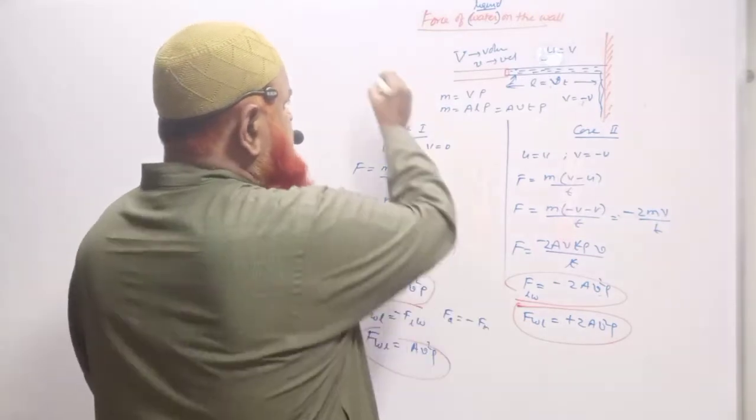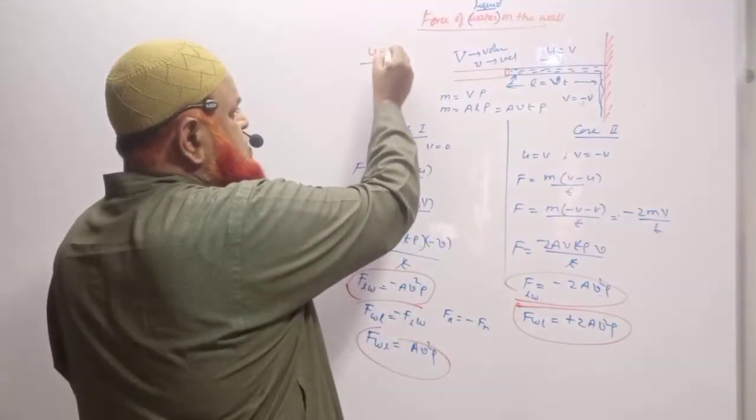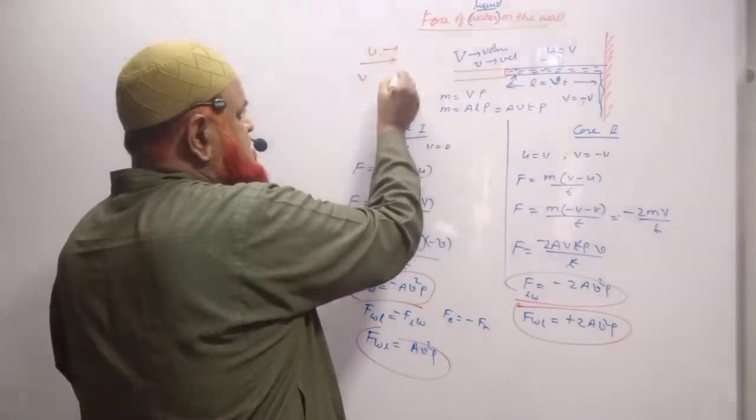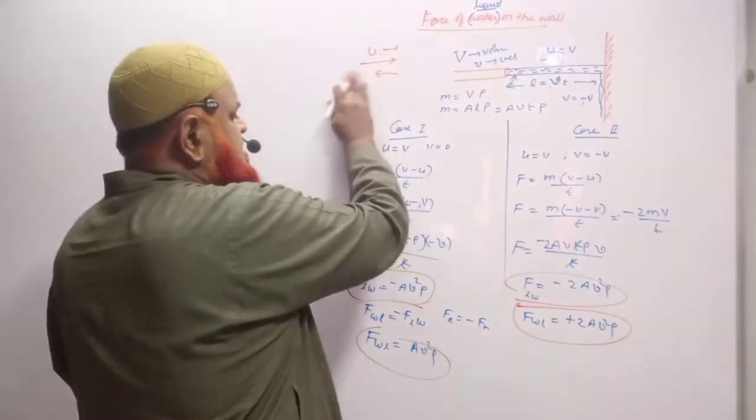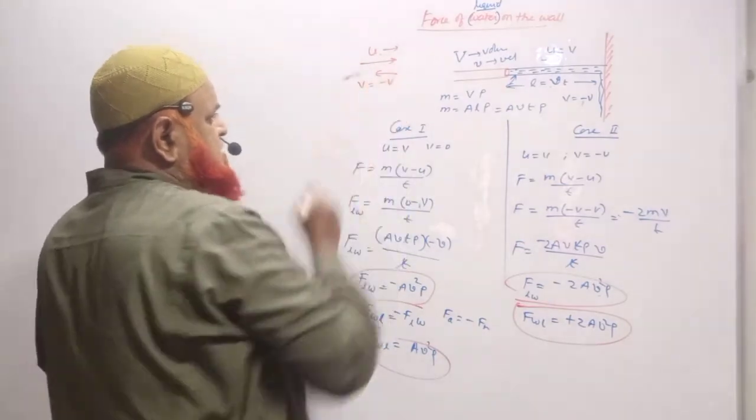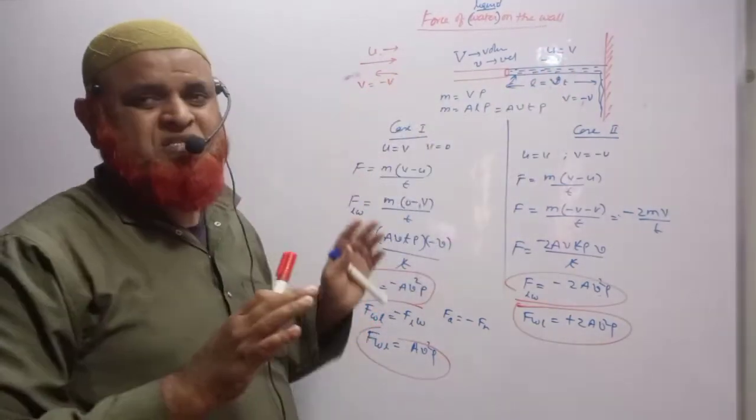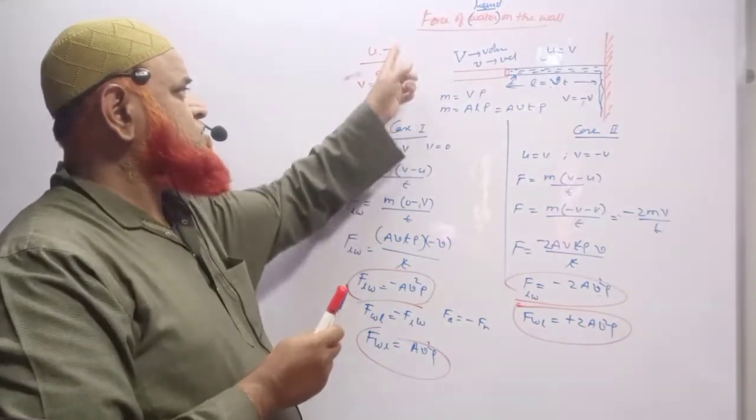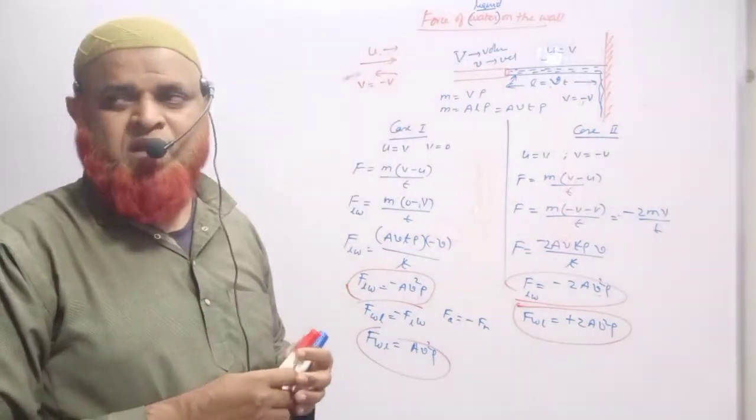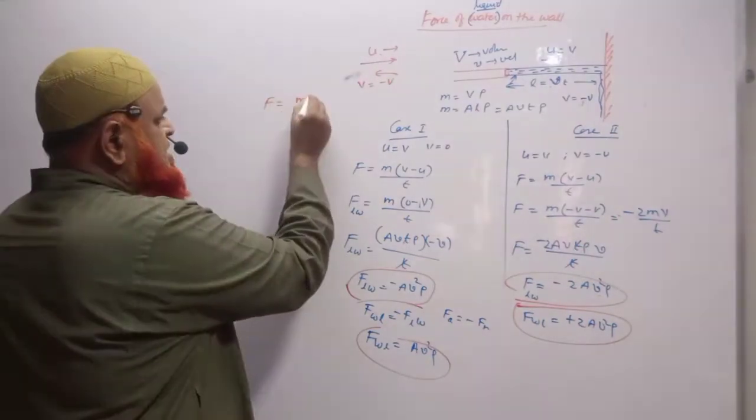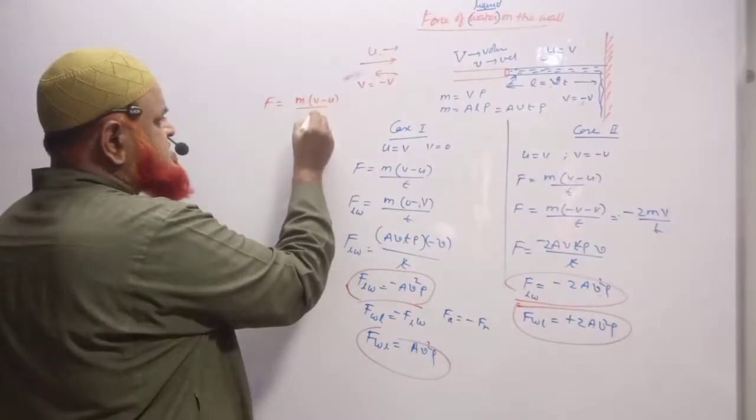Next, if the liquid is moving with a velocity u, and the final velocity, which is going in the opposite direction, is taken as minus v. So here the initial velocity and final velocity are not the same. Initial velocity is u, final velocity is v. Then what happens? It's very simple. So you can write the third exceptional case here, m into (v minus u) by t.